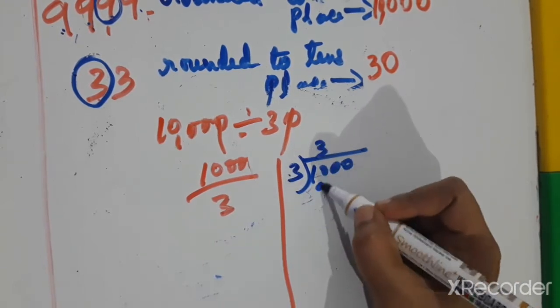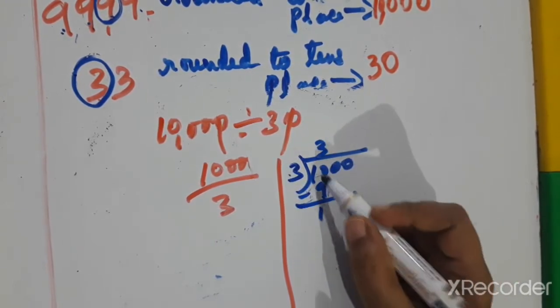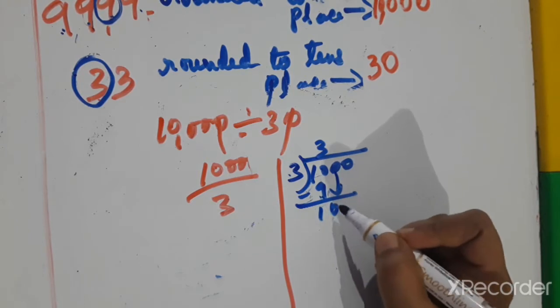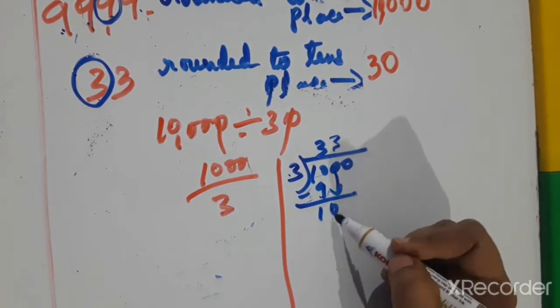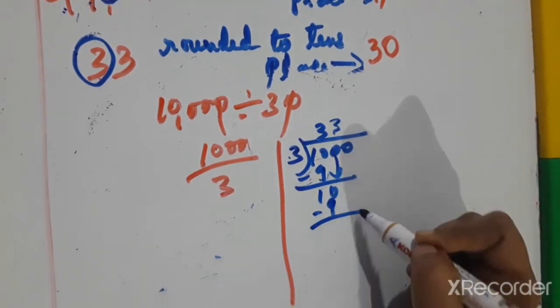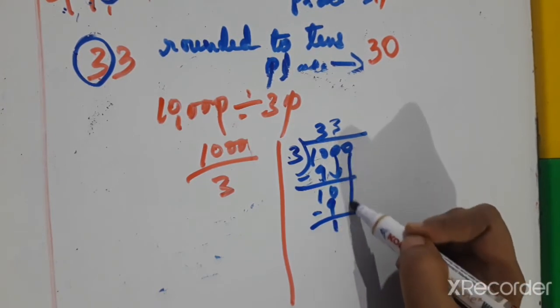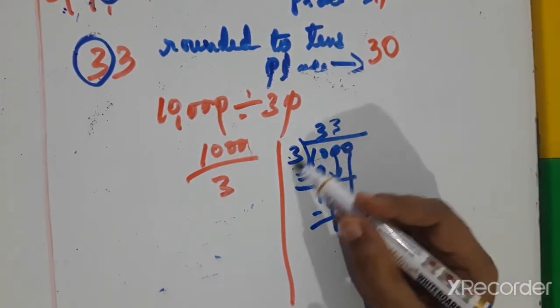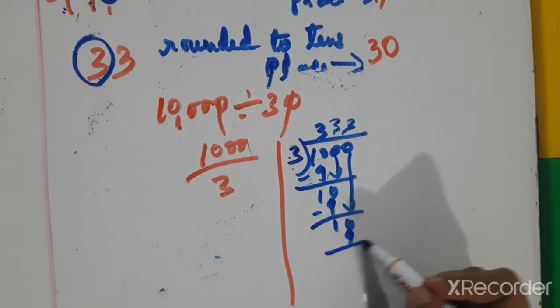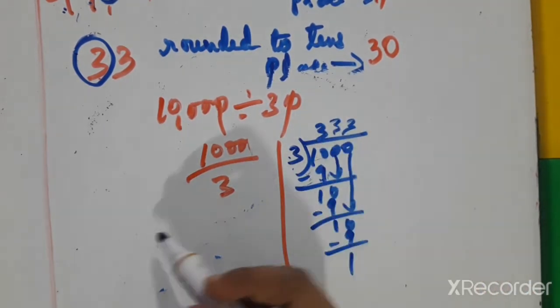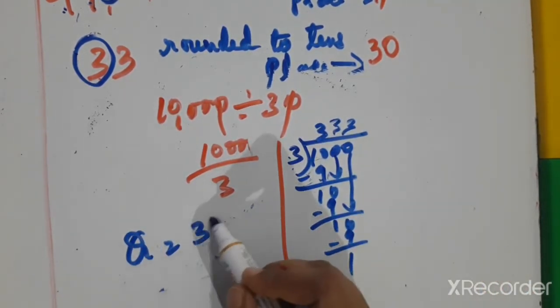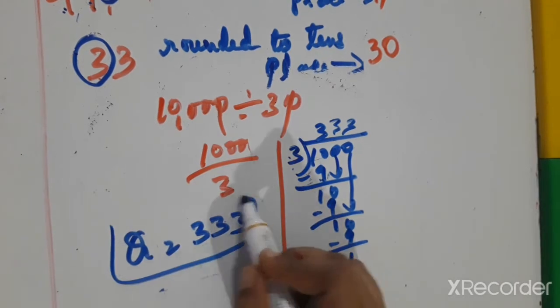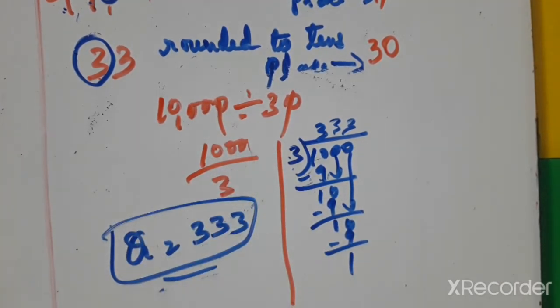3 threes are 9. 10 minus 9 is 1, and 1 carries over with 0. 3 threes are 9 again. 10 minus 9 means 1, again 1 with 0 carries down. 3 threes are 9, minus. So the quotient is 333. This is the answer.